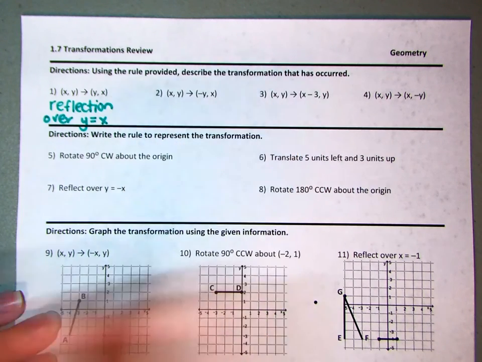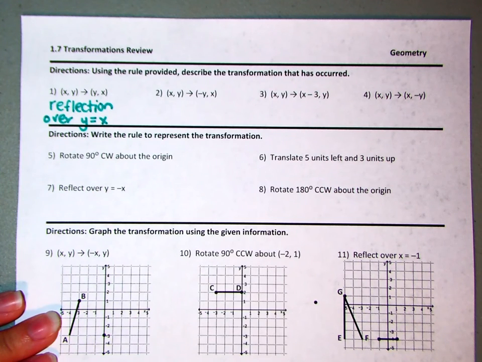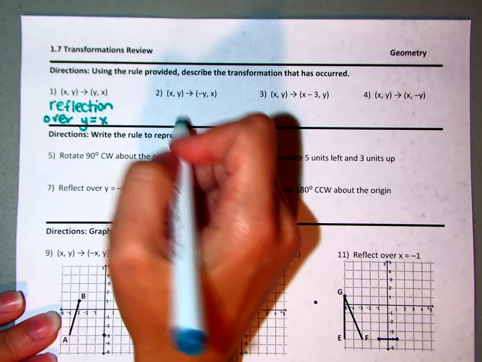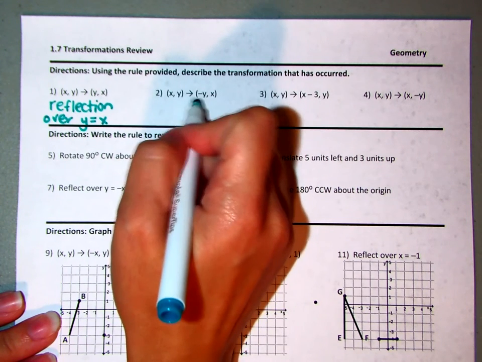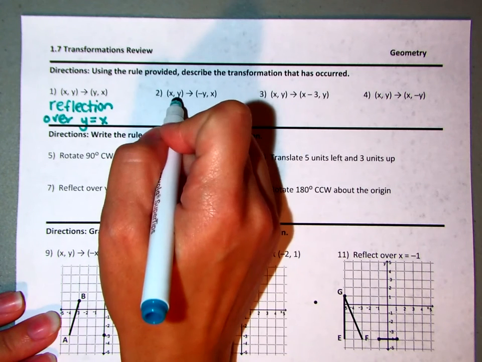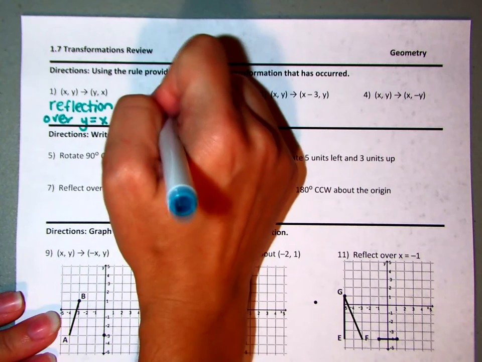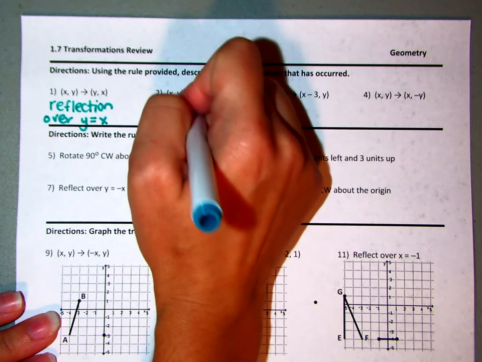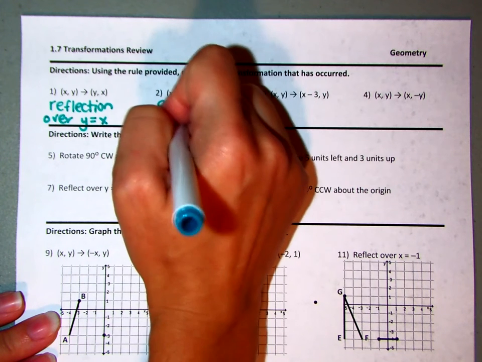In number 2, what I see is that the x and the y, they switched, but one of them went opposite. That was one of our rotations that we learned. So when we did the 90 degrees, we found the opposite of this y, and then we switched them. So this is a 90 degrees, and that is counterclockwise rotation.